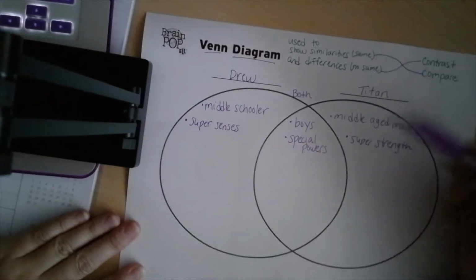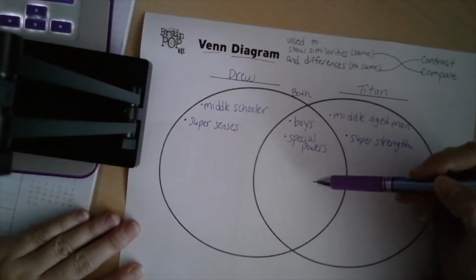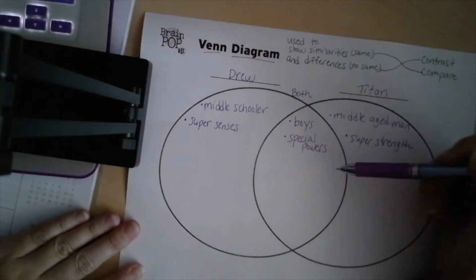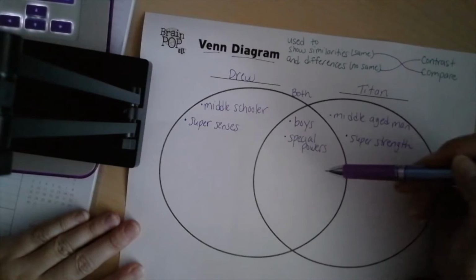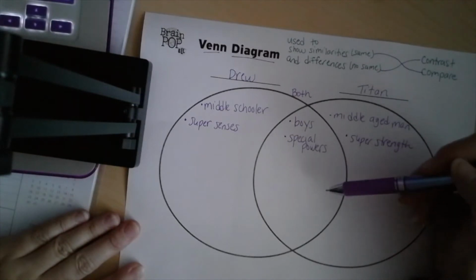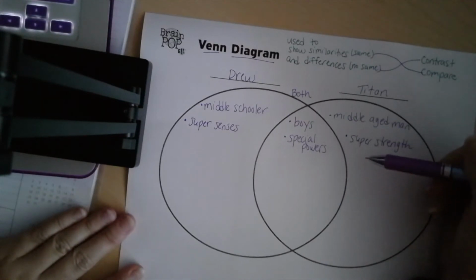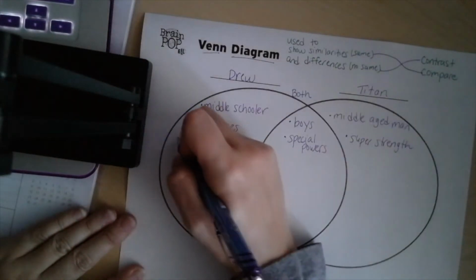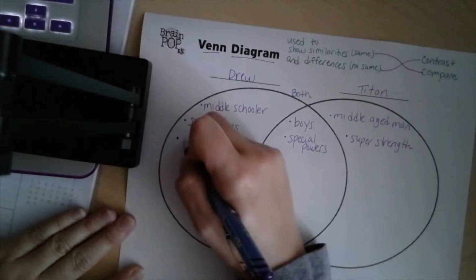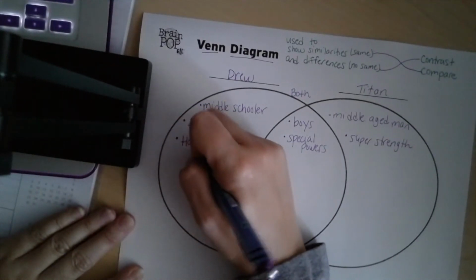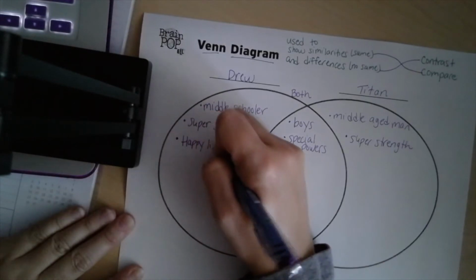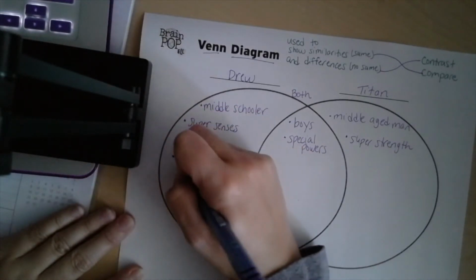Please notice that in the one that says both, I'm not going to write that they both live in Justicia. I'm not going to write that they're both characters in the book Sidekicked. Those are things that are sort of implied because they're in this story. Okay, so maybe over here I remember about Drew's family, and he has a happy life, and he lives with both of his parents.